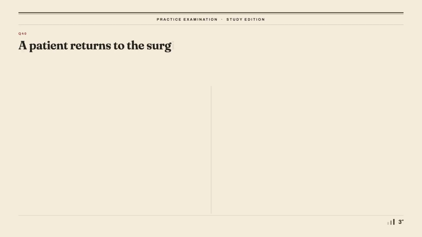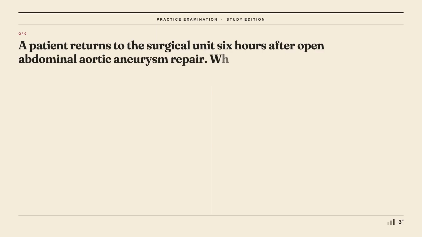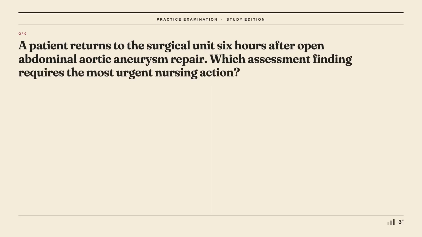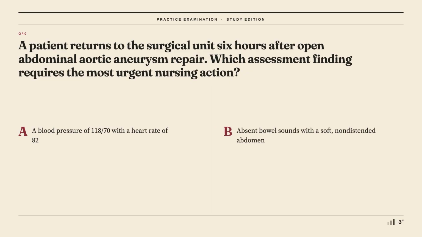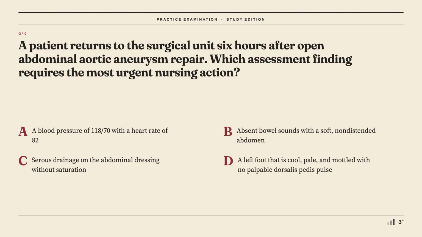Question 40. A patient returns to the surgical unit 6 hours after open abdominal aortic aneurysm repair. Which assessment finding requires the most urgent nursing action? Your options are: A. A blood pressure of 108 over 70 with a heart rate of 82. B. Absent bowel sounds with a soft, non-distended abdomen. C. Serous drainage on the abdominal dressing without saturation. D. A left foot that is cool, pale, and mottled with no palpable dorsalis pedis pulse. Got a guess? Lock it in.